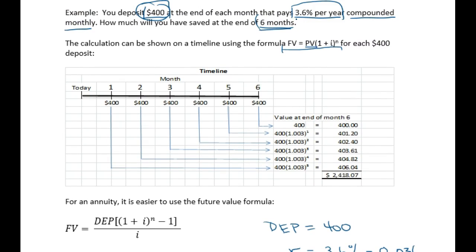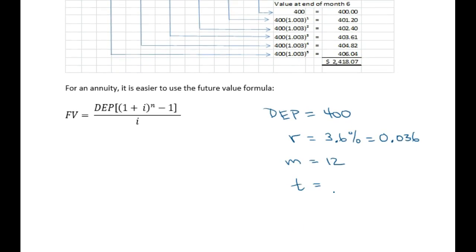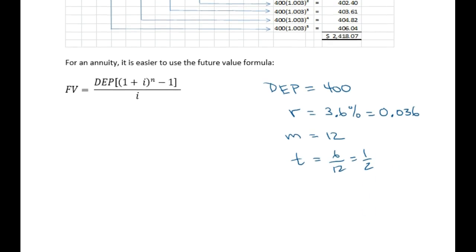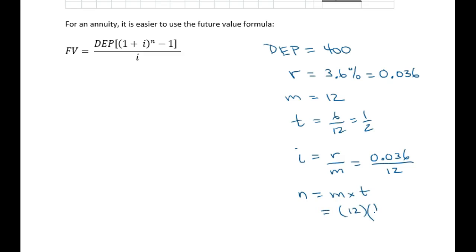And we're looking at the end of 6 months. So our time frame is 6 months, but remember our time always needs to be relative to years. So you can think about 6 divided by 12, or 1/2, as your time frame. So we have our basic values, and we do need to compute our I and our N. So remember, I is equal to R over M, so 0.036 over 12. And our N value, which is M times T, which would be 12 times 1/2, which gives me an N value of 6.